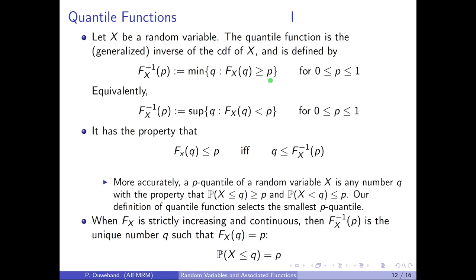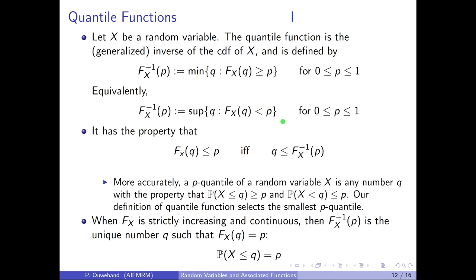Note here that P is a probability, in other words that P is a number between 0 and 1, and that the quantile function is defined only for numbers between 0 and 1. Equivalently, we could have defined the quantile function as follows. The quantile function evaluated at P is the supremum over all Q where the CDF evaluated at Q is strictly less than P.